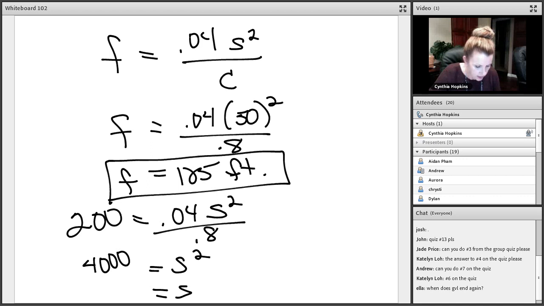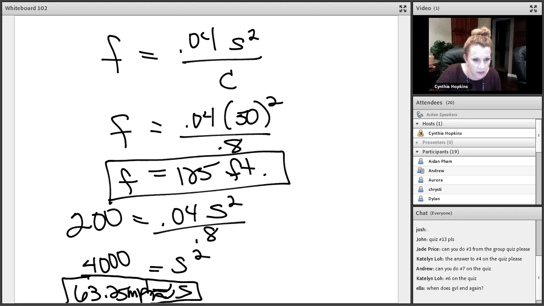and I get approximately, it is not exact, let me change that to a squiggly equal sign. I get approximately 63.25, and the unit for speed is miles per hour in this example. Okay, and there is my answer, saying that it's approximately.